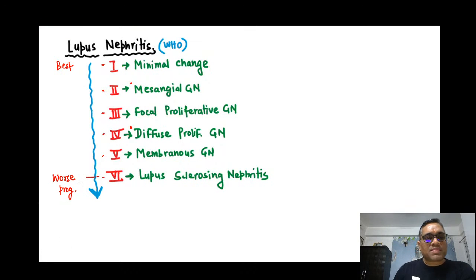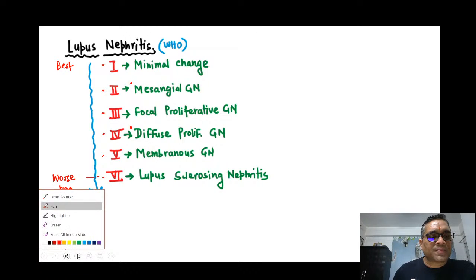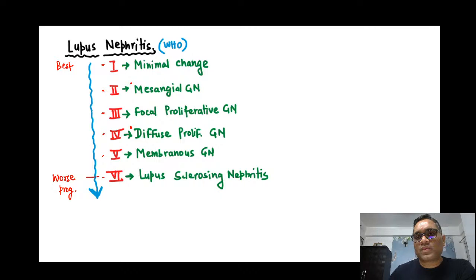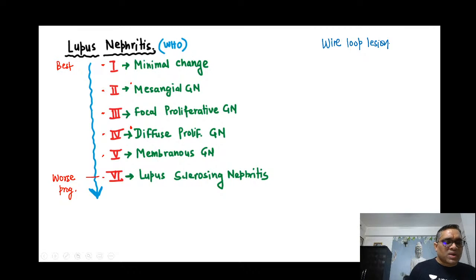Now basically the examiner asks the question: which of the following will be having wire loop lesion? Which of the following will be having wire loop lesion? Wire loop lesion, right? So what is wire loop lesion? Can you tell me what is wire loop lesion? First I want to know what wire loop lesion is.